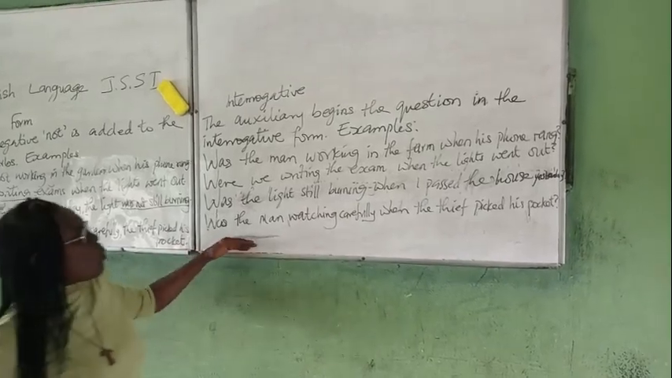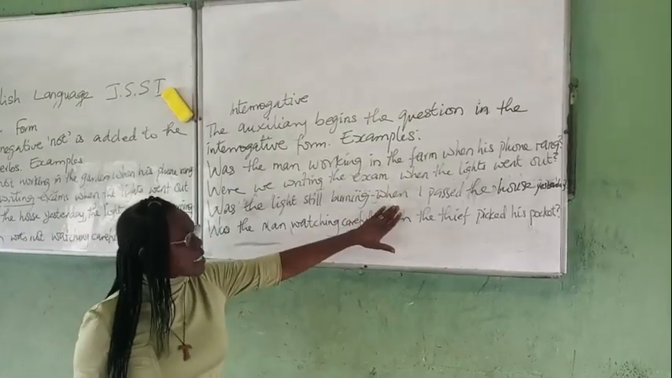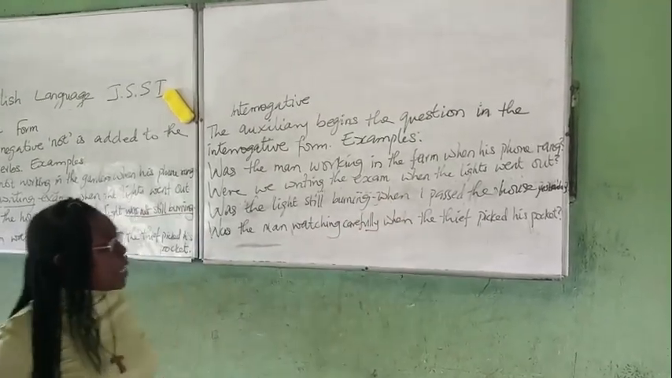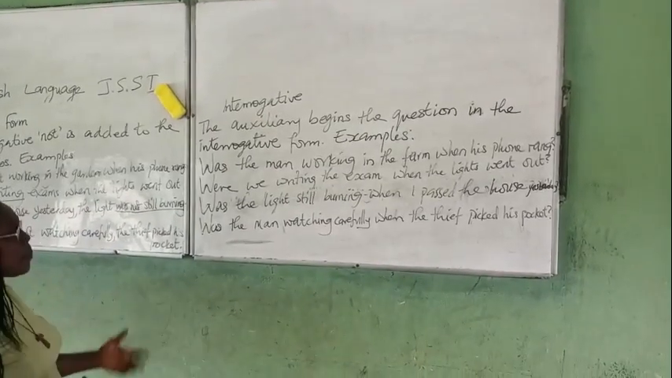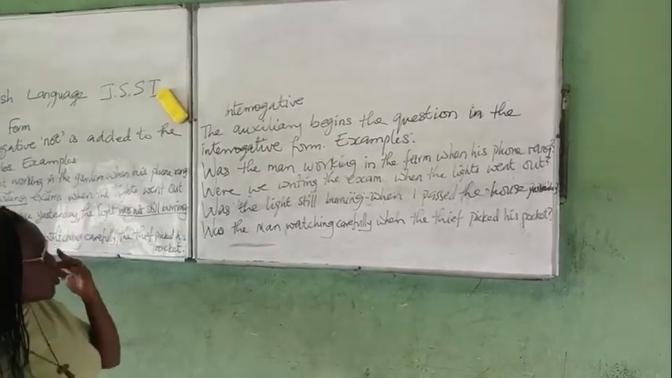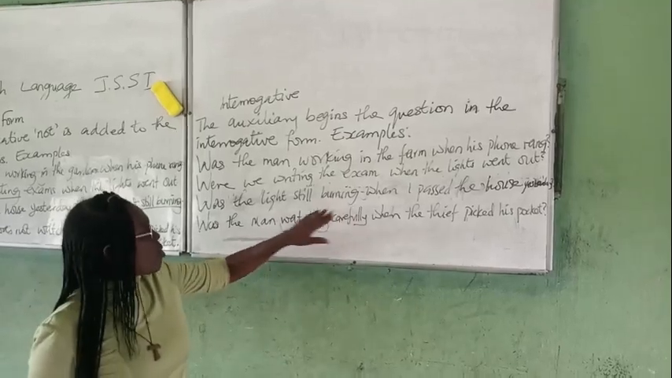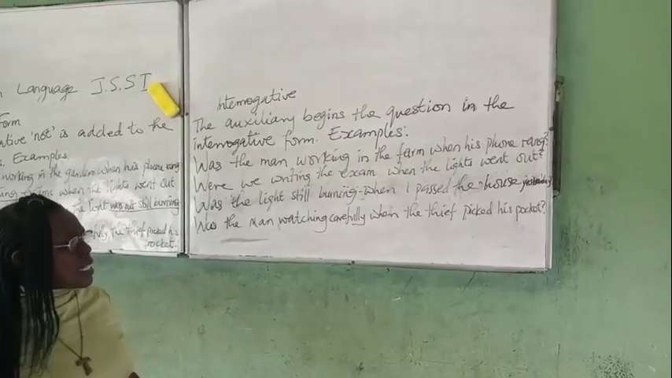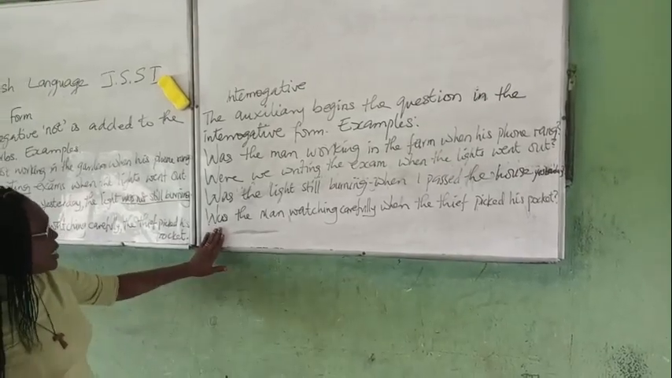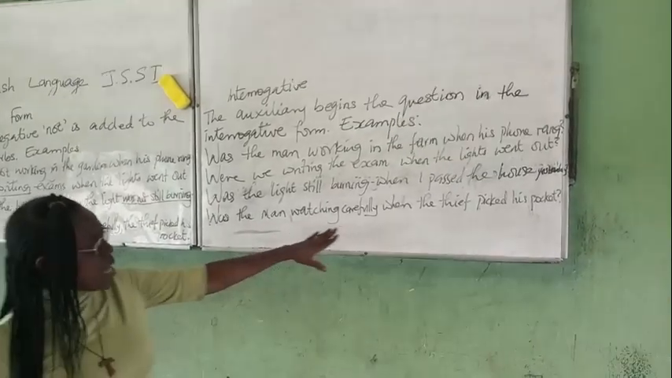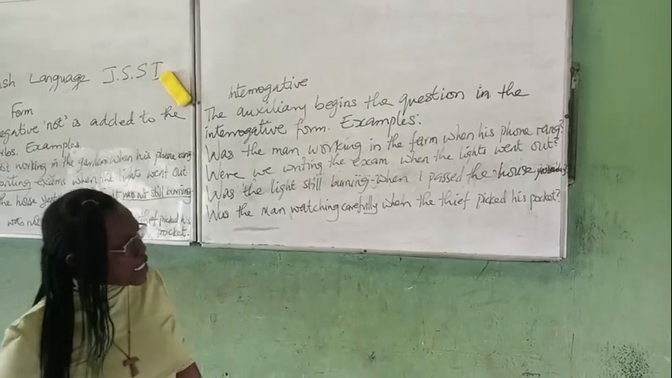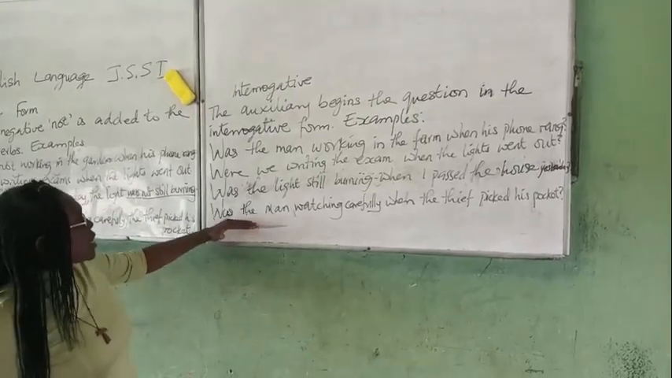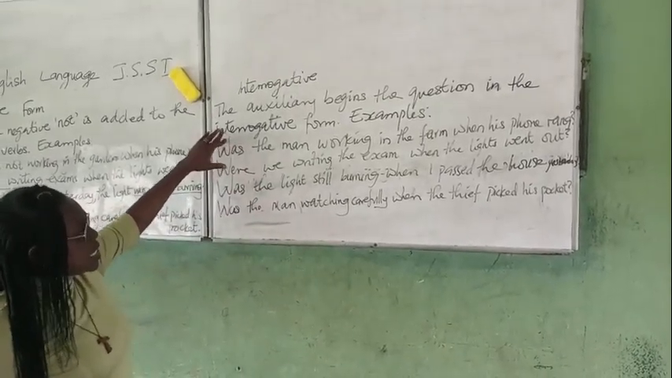You might question why I am asking the question when I am the person talking. Maybe I'm trying to recall what happened at that particular time. So I can still say, was the light still burning when I passed the house yesterday? Trying to recall. Then here, was the man watching carefully when the thief picked his pocket? So we have the interrogative form now, beginning with the auxiliary.